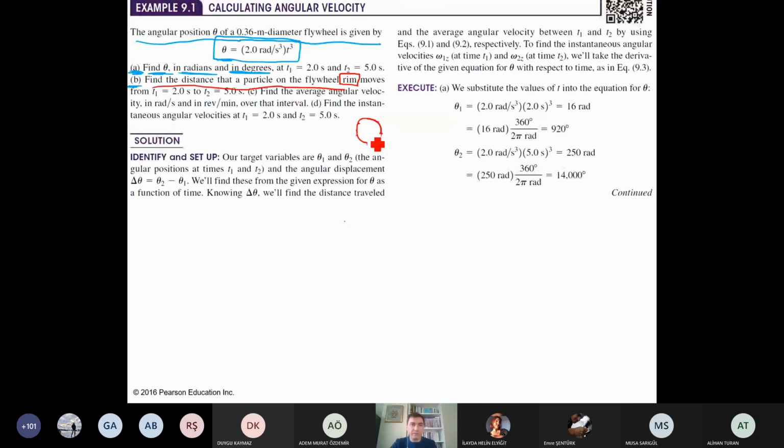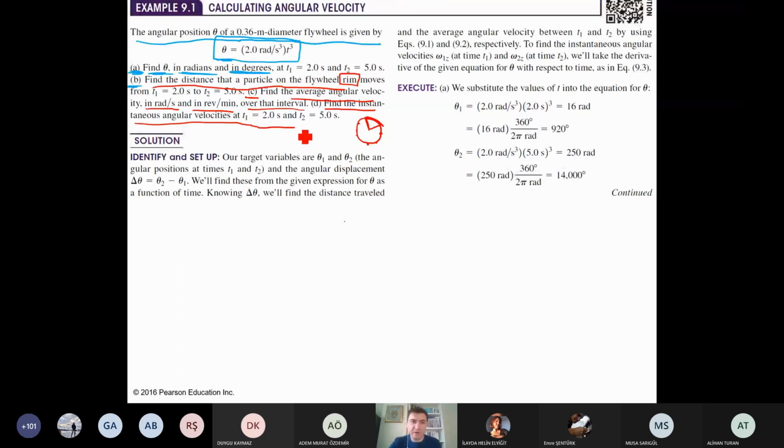We will calculate this one, and I will go into detail. In question C, find the average angular velocity in radian per second and also in revolution per minute over that time interval between T1 and T2. And the last question, find the instantaneous angular velocities at T1 and at T2.